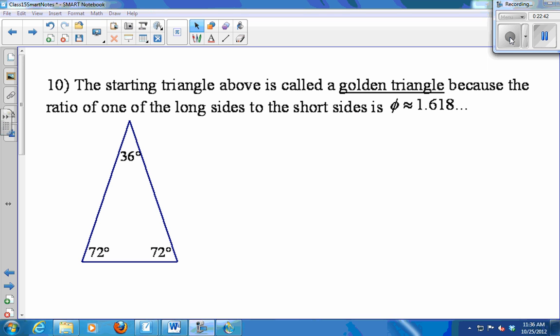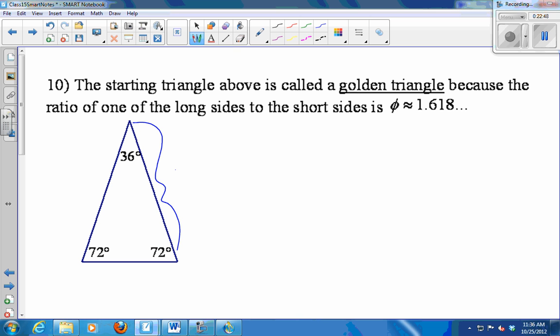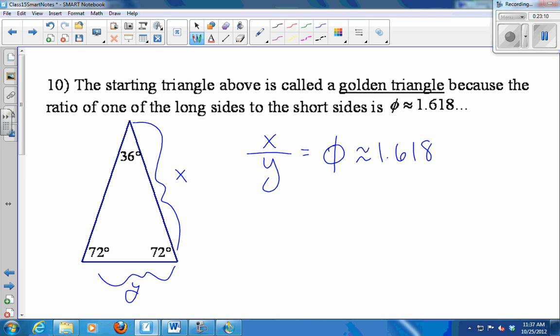This triangle is also called a golden triangle because if you measure the length of one of these longer sides, let's call that X, and we can call this one Y, and do the longer side over the base, you get the golden ratio again. That thing that was related to the Fibonacci numbers that we discovered last class, 1.618. No matter what size this triangle is, whether you have a big one or a little one, if the angles are 36, 72, 72, the ratio of the longer side to the short side is 1.618. It's weird how that number keeps popping up.